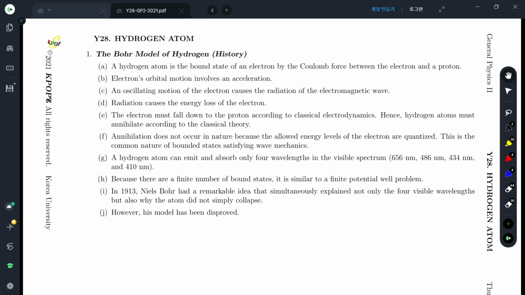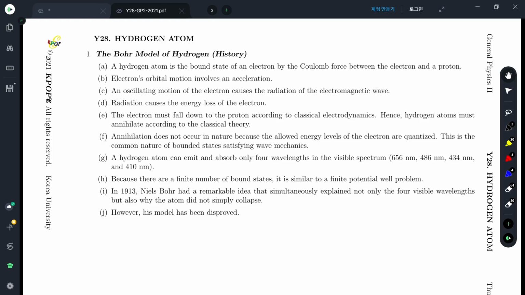Because of that, the electron must lose its energy and must go down to a smaller radius. As time goes on, the acceleration is magnified because the distance between the proton and the electron decreases. Finally, the electron must collapse into the proton.